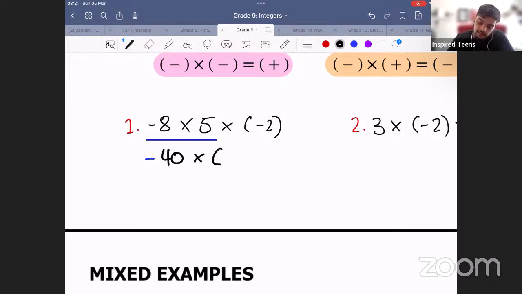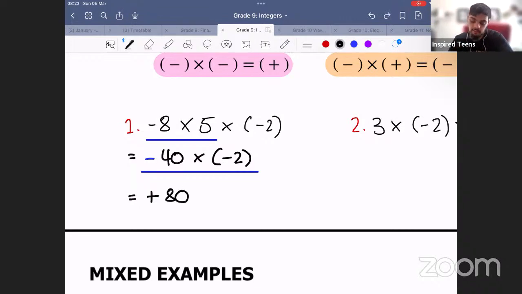Then I'm multiplying still by negative 2. Now I have a negative 40, okay? Negative 40 times negative 2. So this is a negative times a negative. So overall, my answer now is going to be positive. You don't have to write the plus, but yeah. Overall, my answer is going to be positive 80 because it's a negative times a negative.